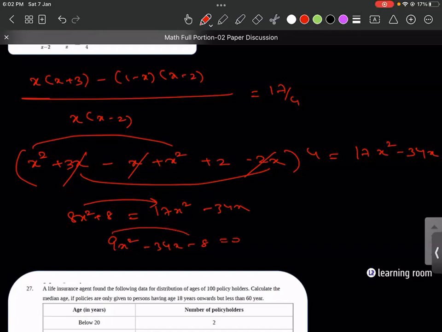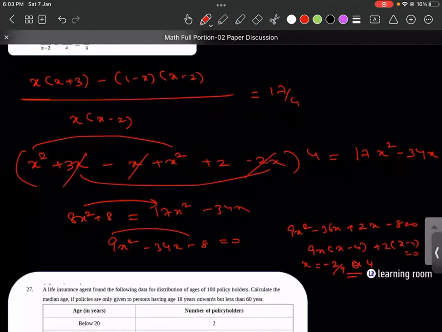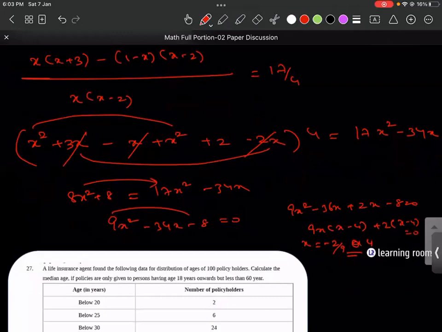So 9 into 8 is 72. So what are going to be the factors? 36 and 2. So 9x square minus 36x plus 2x minus 8 is equal to 0. So 9x into x minus 4 plus 2 into x minus 4 is equal to 0. So x is equal to minus 2 by 9 or 4. Correct? So that's the answer. Yes, sir.